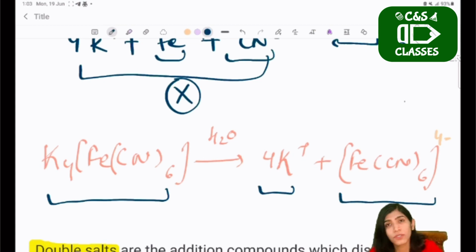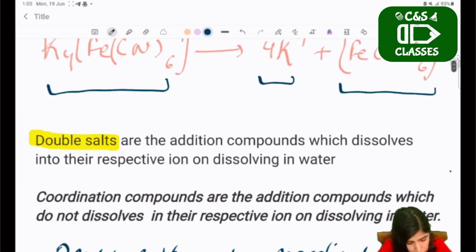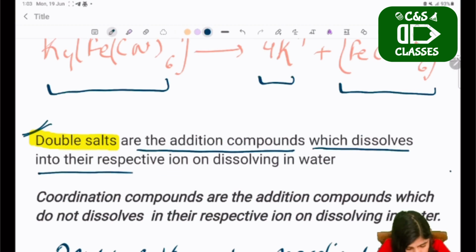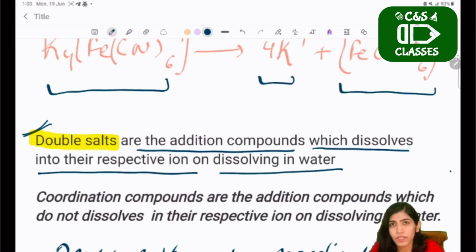Because inside the solution we have no Fe2+ ion, and no CN- ion as well, it will not give the positive test for its constituent ions. So here also, as I have written in the definition, double salts are addition compounds which dissolve into their respective ions on dissolving in water.